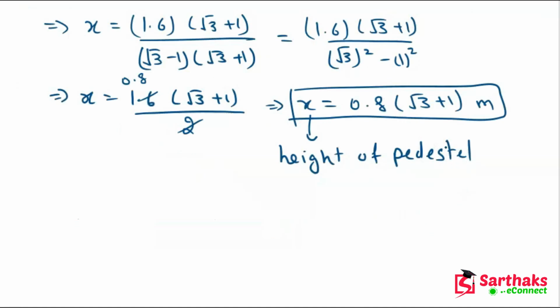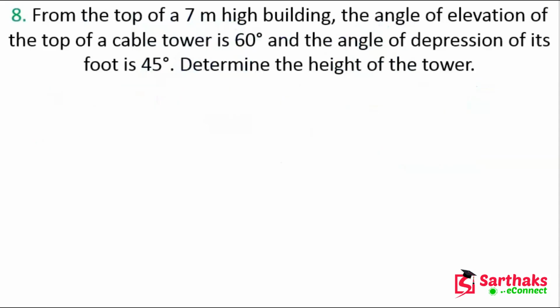Okay, understand? Yes. So now let's move to the next question. From the top of a 7-meter high building, the angle of elevation of the top of a cable tower is 60 degree, and the angle of depression of its foot is 45 degree. Now determine the height of the tower. So my dear friend, this is a very good question. So you have to listen very carefully.